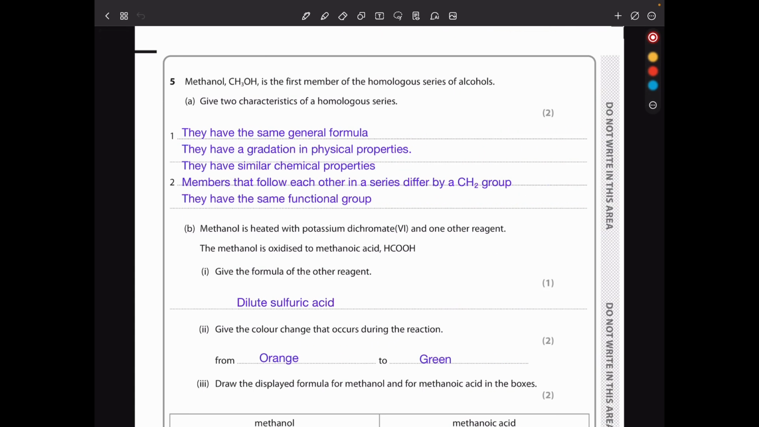In question 5, methanol is the first member of the homologous series of alcohols. Give 2 characteristics of a homologous series. I wrote all the 5. They have the same general formula. They have a gradation in physical properties. They have similar chemical properties. Members that follow each other in the series differ by a CH2 group, and they have the same functional group.